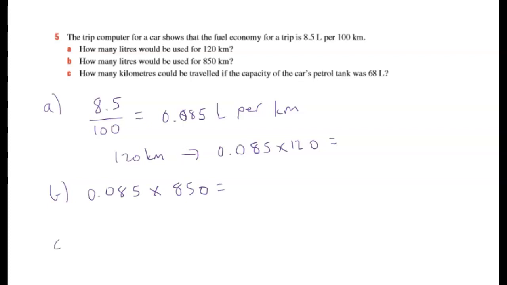And then C is slightly different because it asks us how many kilometres could be travelled if the capacity of the car's petrol tank was 68 litres. So if we've got 68 litres, we want to divide it by how many litres we need per kilometre. So it's 0.085. And I did do this question earlier, and I know that is 800. So we can actually get 800 kilometres if we had 68 litres of petrol.